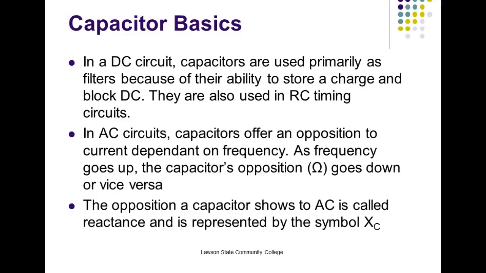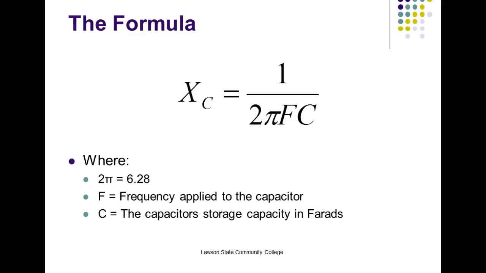The opposition a capacitor shows to the AC is called reactance and is represented by X sub C, but all opposition in a circuit is in ohms. So you can take every formula you learned using R, and all the formulas are the same. It's just that now we have different oppositions in an AC circuit.